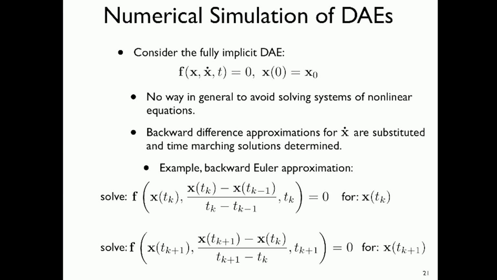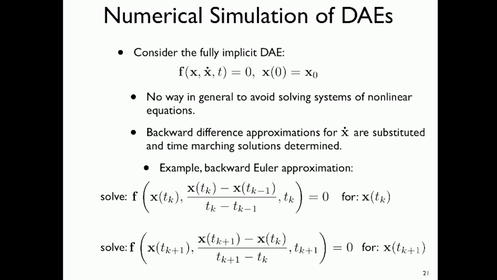Here, there's no way in general to avoid solving systems of nonlinear equations. And so one often substitutes backward difference approximations for x dot, and then you solve for the next point in time. Here's an example with the backward Euler, or implicit Euler, approximation. I replace the time derivative with the difference between the state at point tk and the state at point tk minus 1, divided by the difference between tk and tk minus 1. And the other state variables are evaluated at tk.